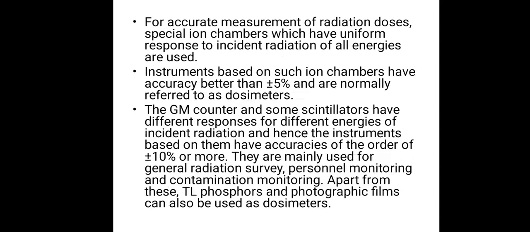The GM counter and scintillators have different responses to different energies of incident radiation, and hence the instruments based on them have accuracy of the order of plus minus 10% or more. They are mainly used for general radiation survey, personal monitoring, and contamination monitoring. Apart from this, TL phosphor and photographic film can also be used as dosimeters.